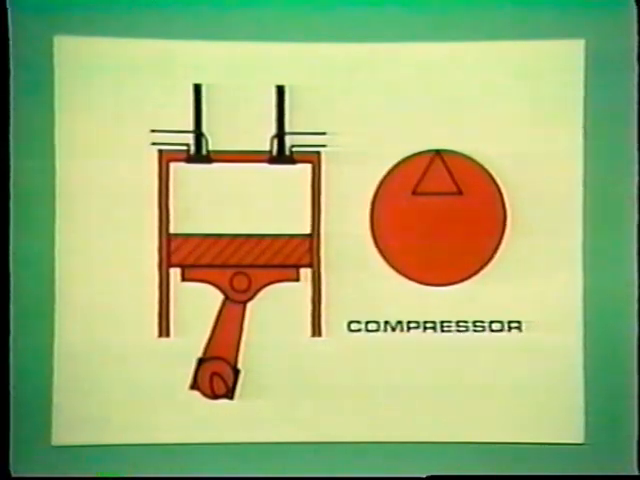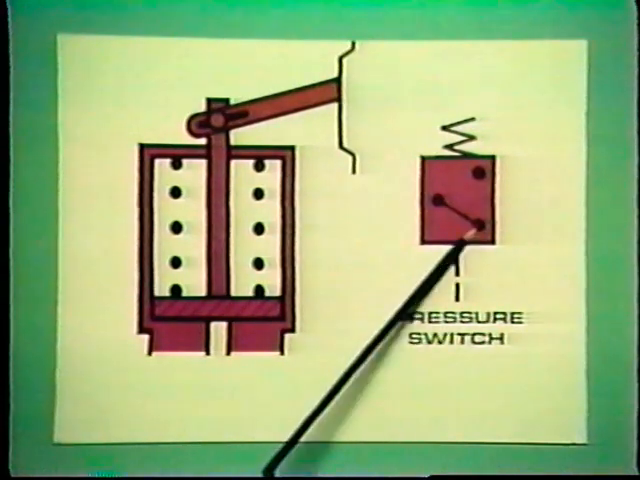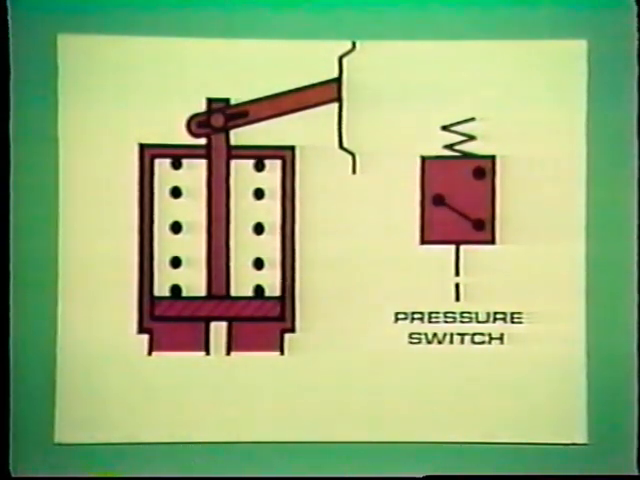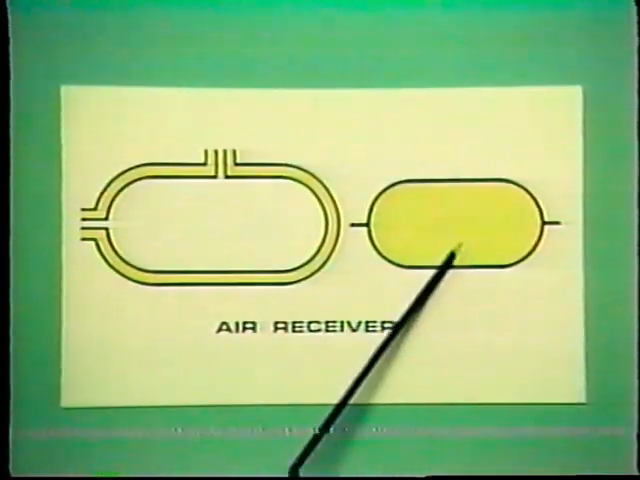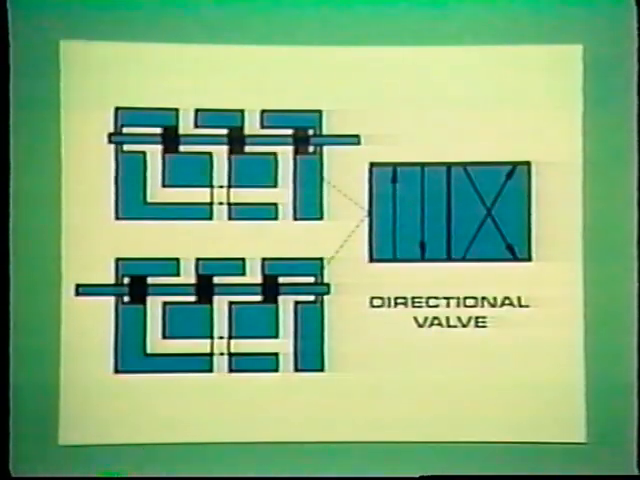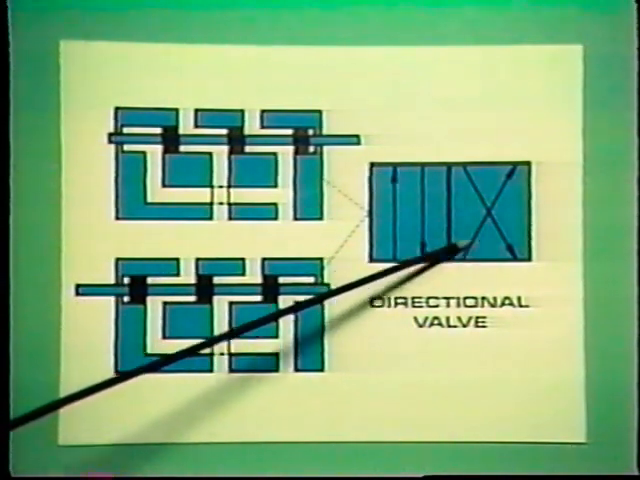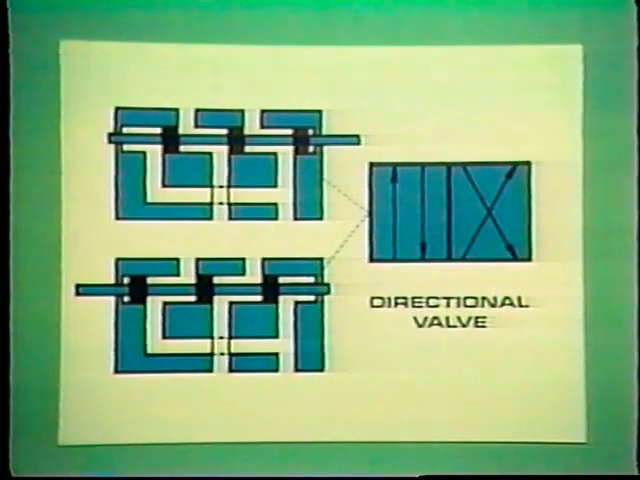This is the symbol for a compressor, which we've colored orange. Here is the way we represent a pressure switch. Note the dots, which represent the electrical contacts and the way the spring is shown. This is the symbol used to represent the air receiver. It looks a lot like the pictorial drawing. The symbol for a directional control valve is a bit more complex, but you can see how the lines with arrows are used to indicate how passages are connected and the direction of air flow through the valve. We've colored it blue, as we have all other valve symbols.